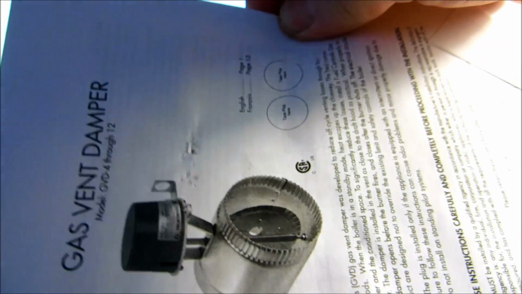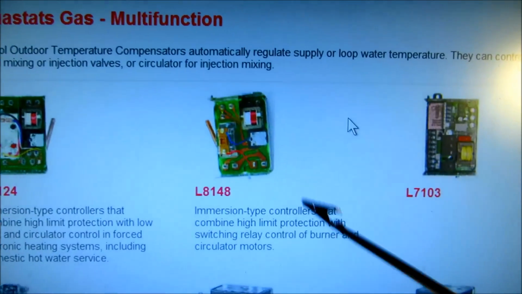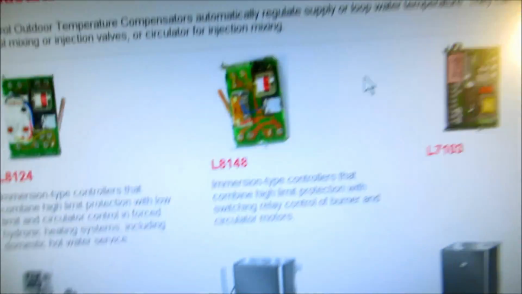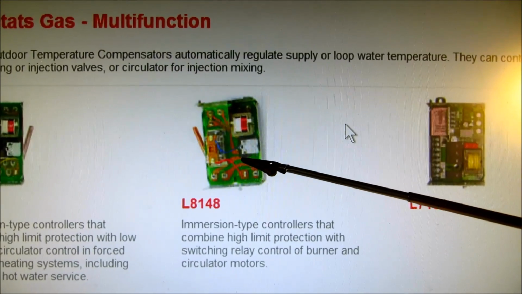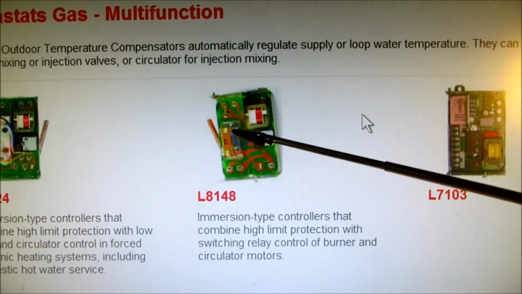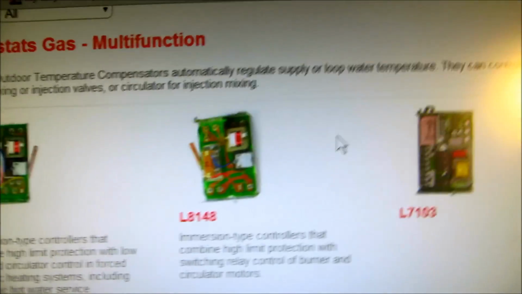So this vent damper, if this was gas, you'd have a little Molex plug in here that you plugged a cable into that ran up to that vent damper. If this is oil, what's going to happen when you get a call for heat is it's going to heat up and run to high limit. This one's just got a high limit. This one's got the high limit and also the low limit.